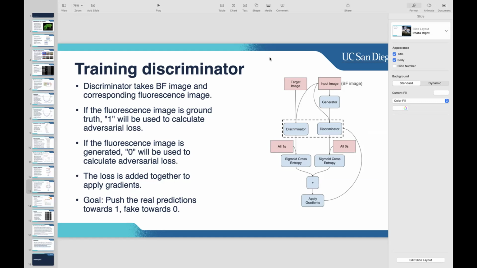The losses are added together to apply the gradients and feedback to the discriminator. The goal here is to push the real predictions towards 1 and the fake predictions towards 0.